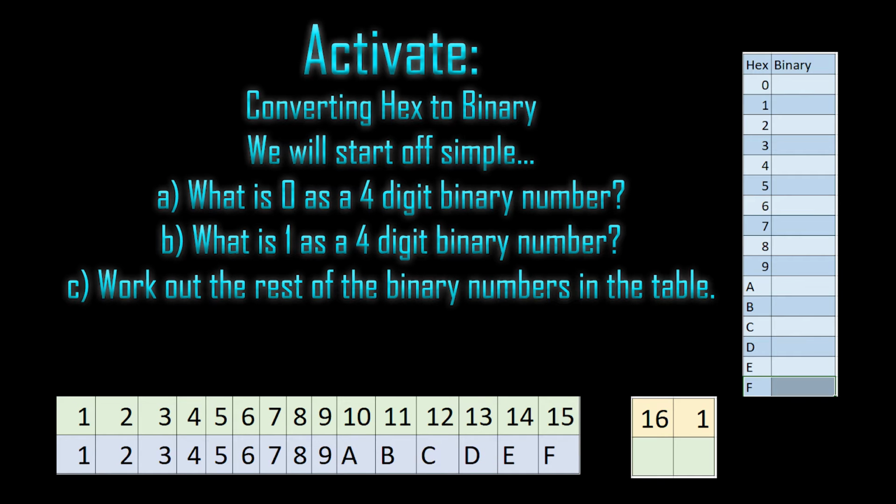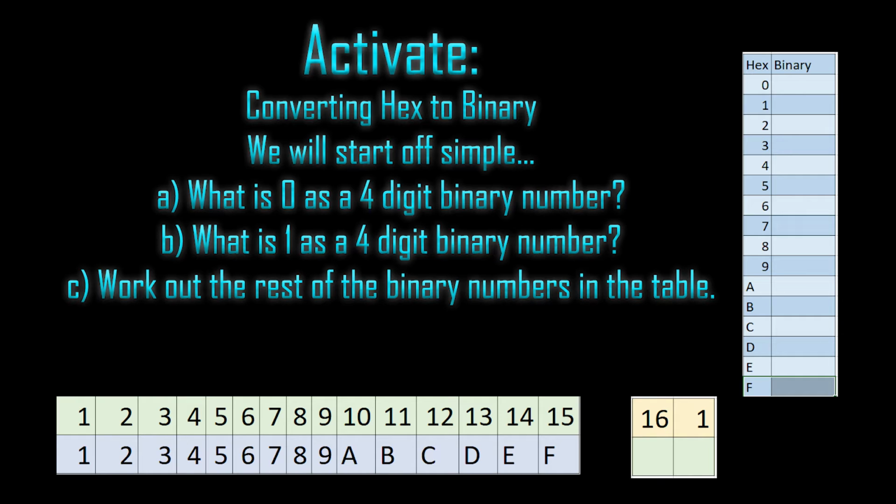The next thing we're going to do is go back a step to activate, because we're going to learn how to convert hex to binary. We're going to start off simple. What is 0 as a 4-digit binary number? So 0 as a 4-digit binary number would be 0000.